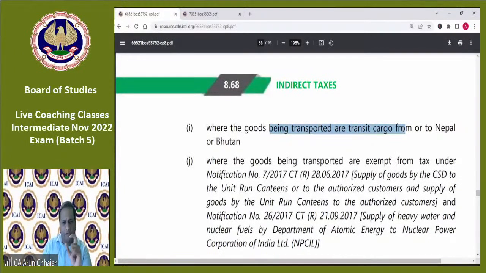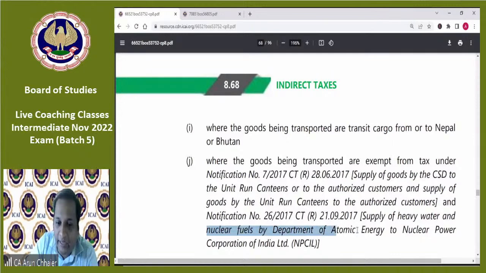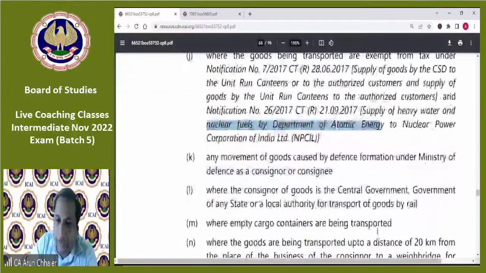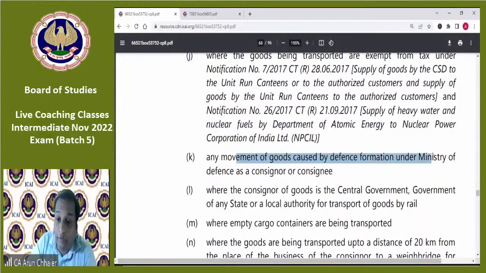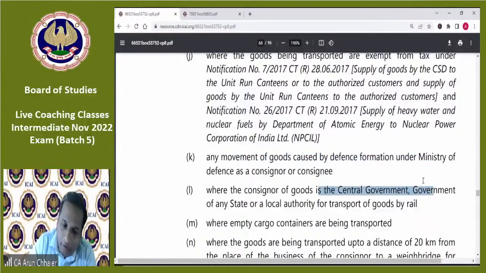Again, for security purposes, they are relaxing two movements here. One is CSD to the unit run canteen in case of the defense, and second is nuclear power, heavy water and nuclear fuel by the Department of Atomic Energy to the Nuclear Power Corporation. They are relaxing this movement. If Ministry of Defense, again for security purposes, they are relaxing. If the government is moving the goods by rail, relaxed.